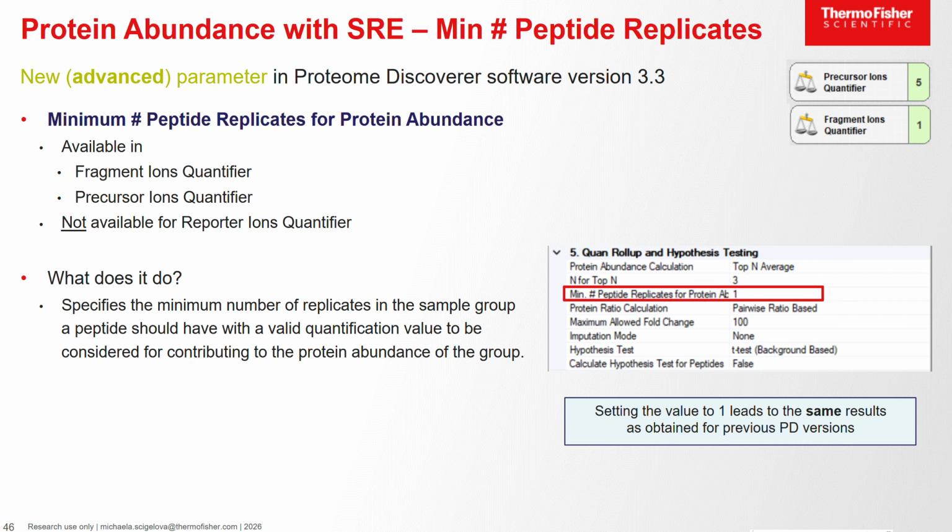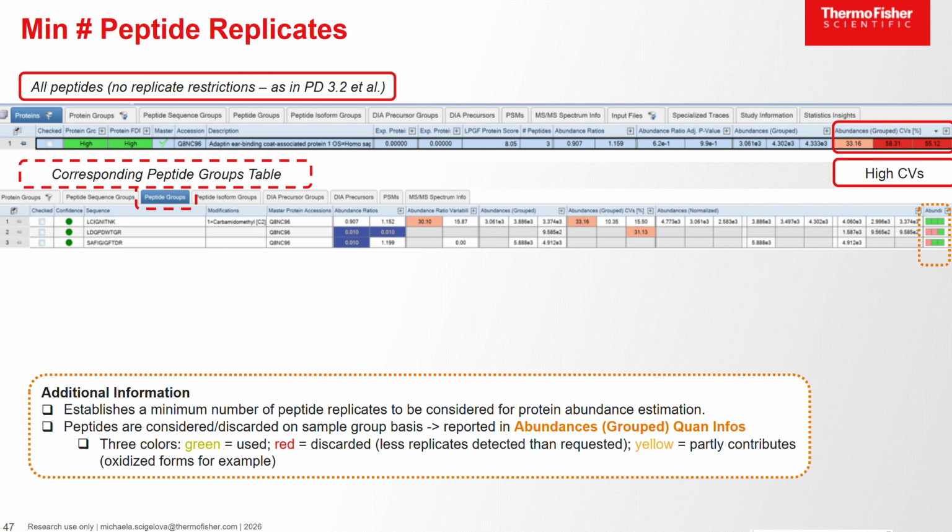What it does is it's one way of eliminating very unreliable results in case there are just too few peptides contributing to the quantification of the protein. And I will show you an example. Here it is. This is my protein of interest, this adaptin protein. It has been detected by 3 peptides shown in the middle of the slide.